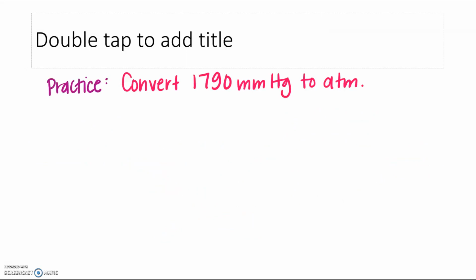Yesterday, you copied a list of conversion factors for pressure units. So let's practice converting. So pause the video again, convert 1790 millimeters of mercury to atmospheres. When you're finished, click play and see if you match what I did.